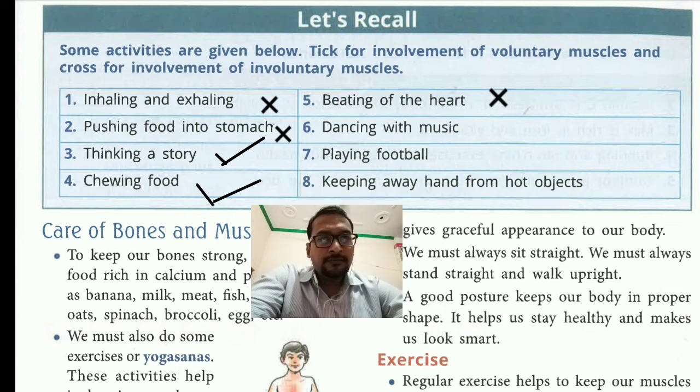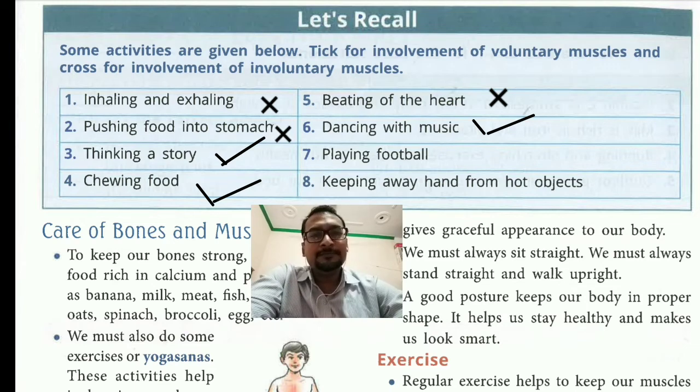Number 6, dancing with music. Your legs, your whole body moves when you dance with music. So that is a voluntary muscle. Voluntary muscles are involved in that. Playing football also, voluntary muscles are required. You play football with your command, your control. Nobody is controlling you. When you play football, you play on your own as you like. So number 6 and number 7 are tick, voluntary muscles.